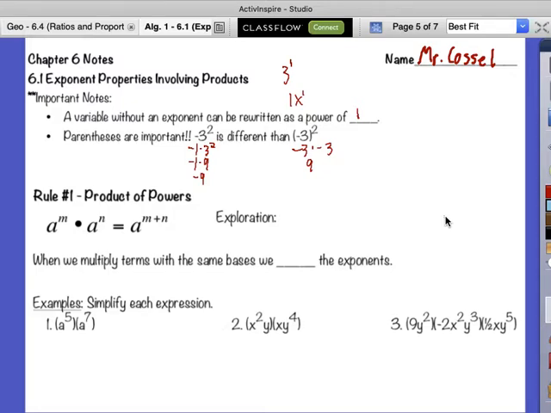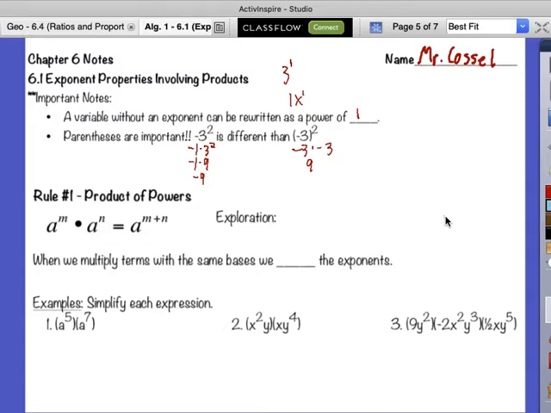Okay. So we're going to have 3 different rules today. Different rules we're going to learn. The first one is product of powers. Product tells us what operation? Multiplication. Powers tells us what operation? Exponents. So we're combining multiplication and exponents here.